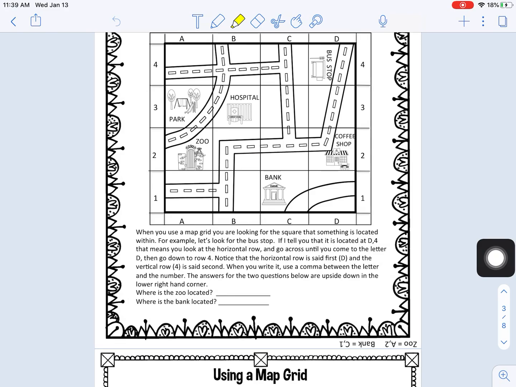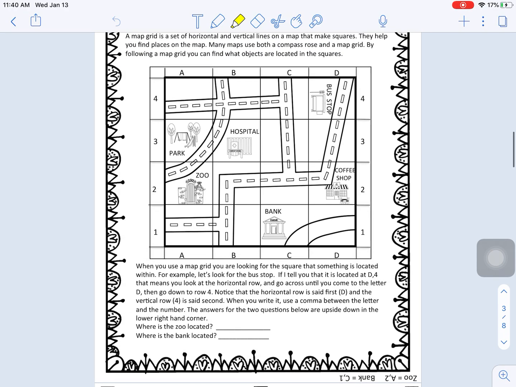For example, let's look for the bus stop. If I tell you that it is located at D4, that means you are going to go to the horizontal row of D and go across until you find 4. So let's look for that. D, and then there's my 4. That's where they cross, D4. Yep, that's the bus stop.